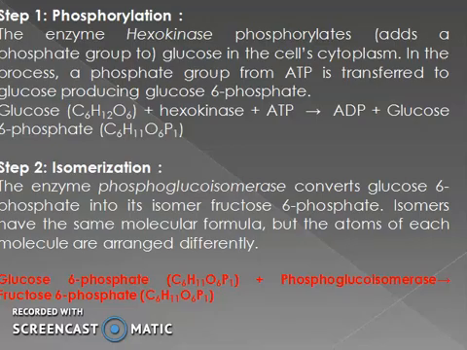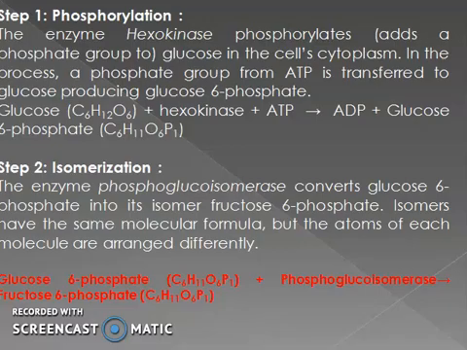And then the second reaction is isomerization. The enzyme phosphoglucoisomerase converts glucose 6-phosphate into its isomer, fructose 6-phosphate. Isomers have the same molecular formula, but the atoms of each molecule are arranged differently. Here, see, glucose 6-phosphate and fructose 6-phosphate, C6H11O6, P1. Same thing: glucose plus phosphoglucoisomerase, the isomerase enzyme, will convert glucose 6-phosphate into fructose 6-phosphate.